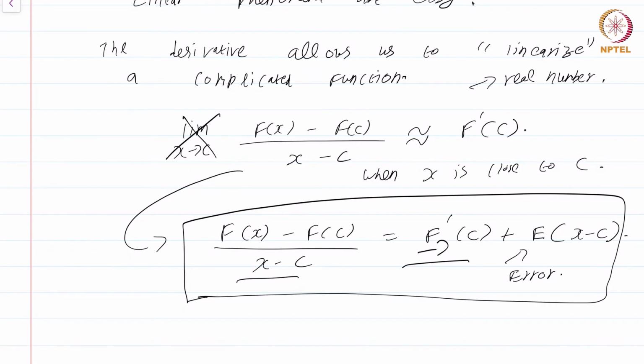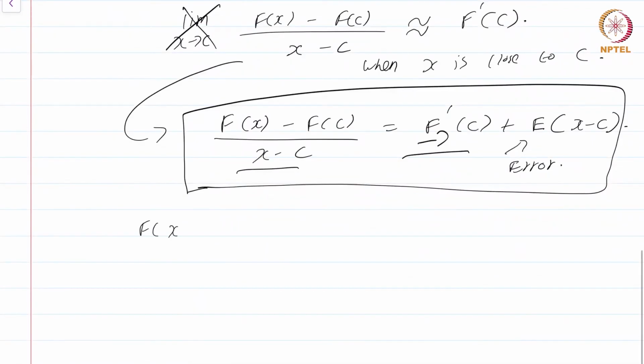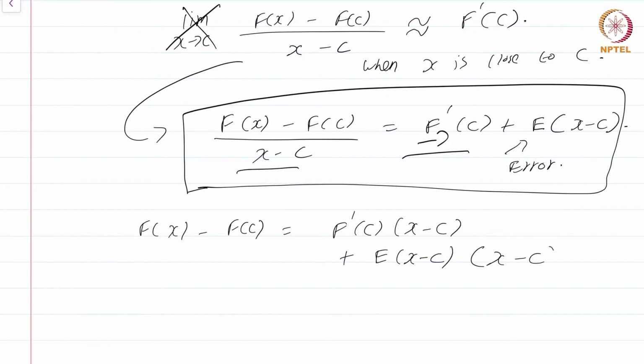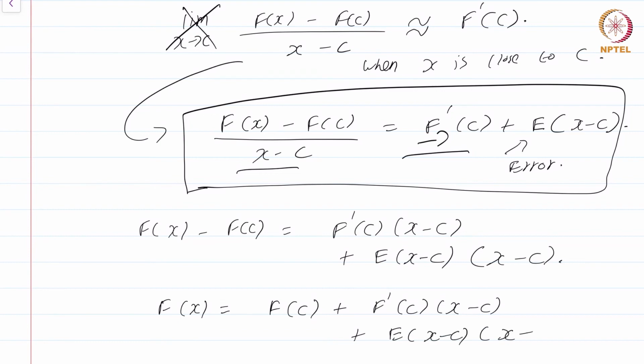Well, let's take x minus c to the other side. So what we will get is f of x minus f of c is equal to f prime of c into x minus c plus the error term e of (x minus c) into (x minus c). Okay. Now let's do some more algebraic manipulation. This is just f of x equal to f of c plus f prime of c into (x minus c) plus error of (x minus c) into (x minus c).